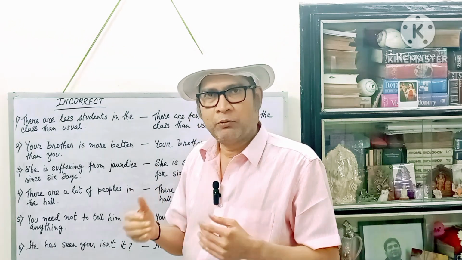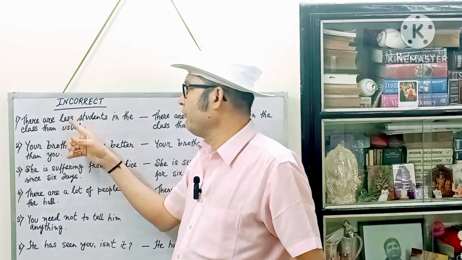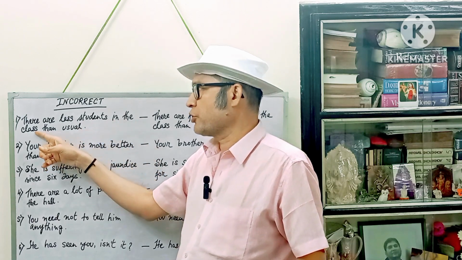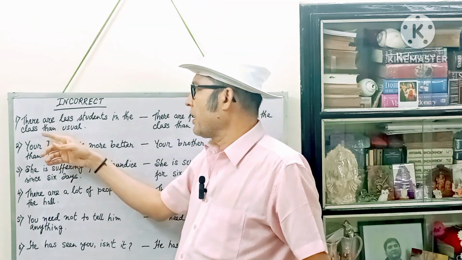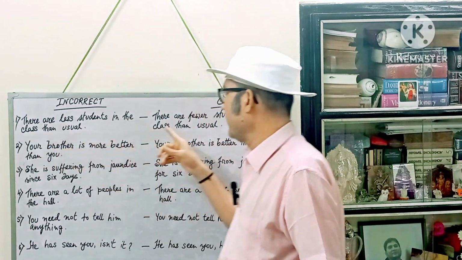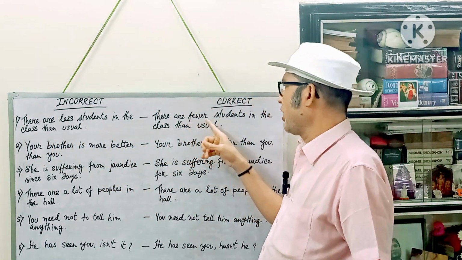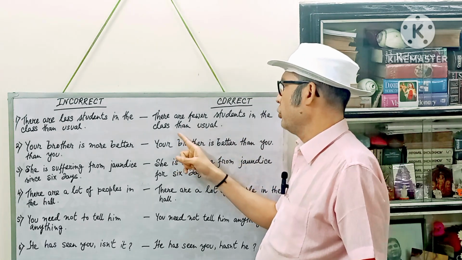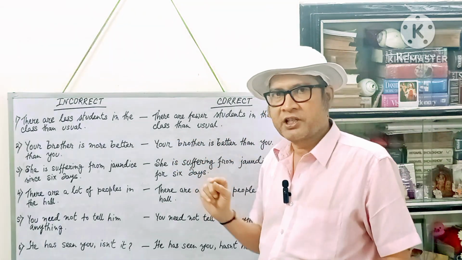Fewer. There are fewer students in the class. In the class, or you may say in the classroom, because classroom is better. Classroom than usual. Look at this correct sentence. There are fewer students in the class or classroom than usual. Is it clear to you?